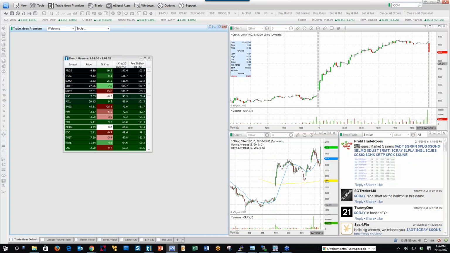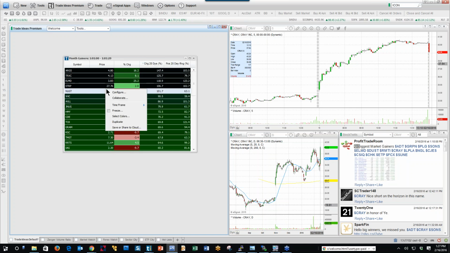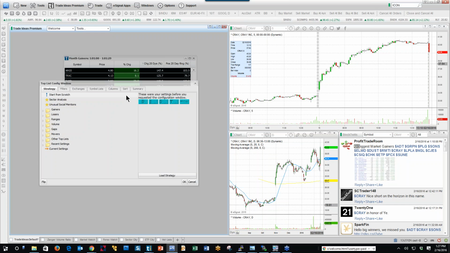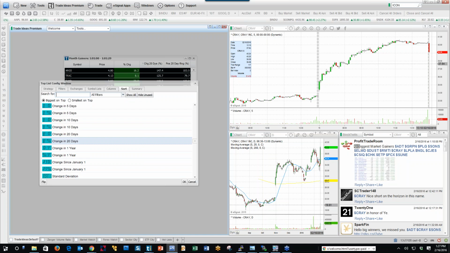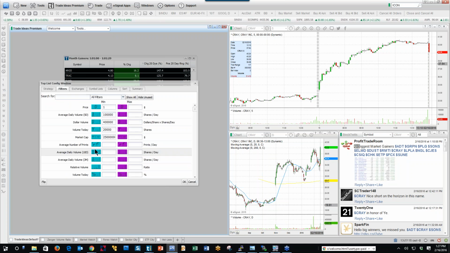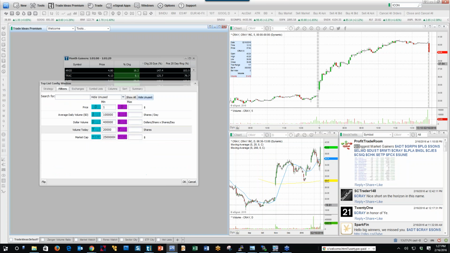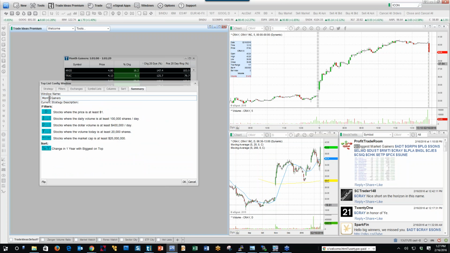So now what I can do, I'm going to stretch this out a little bit, and I'm going to right-click and go into configure. And maybe instead of a monthly gainer, so we're changing 20 days, maybe I want to find things that have changed the most over the year. And so I'll change the sort order there and just make sure that I've got the right filters. Let's hide the unused and make sure I've got everything I want. So now I'm really going to be sorting. Let me change the name. So I'm going to call this yearly gainers.